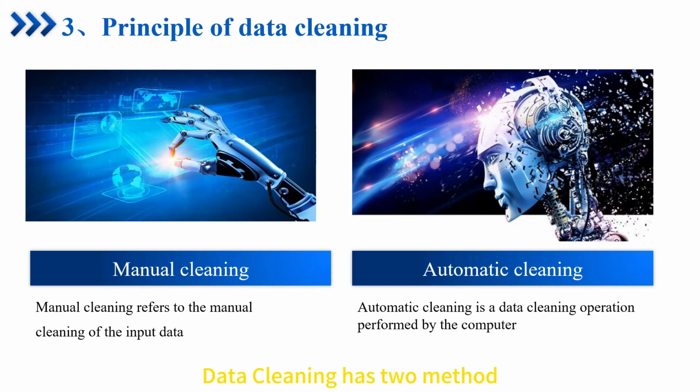Data cleaning has two methods: manual cleaning and automatic cleaning. Manual cleaning is relatively simple but with high cost, and automatic cleaning is performed by a computer based on preset rules. These rules include certain static methods, algorithms, or settings based on business knowledge.